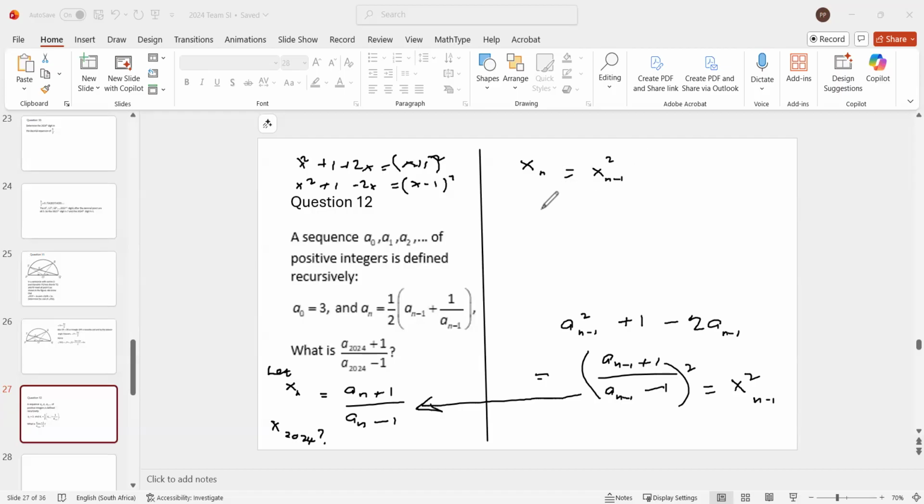Let's see what that means. The first term should be x_0. These terms start with a_0, so let's put n equal to 0. x_0 is a_0 plus 1 over a_0 minus 1. I'm substituting n equals 0 in this one here. But we are given that a_0 is 3. So this is 3 plus 1, which is 4, over 3 minus 1, which is 2. 4 over 2 is 2. So the starting point is 2. x_0 is 2.